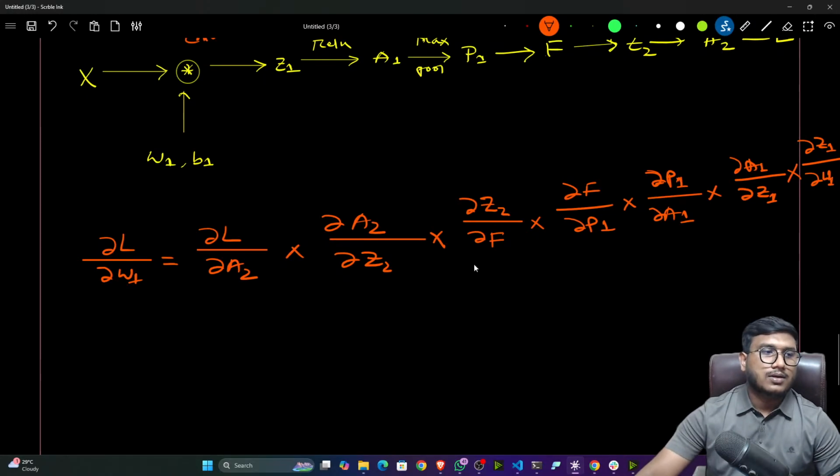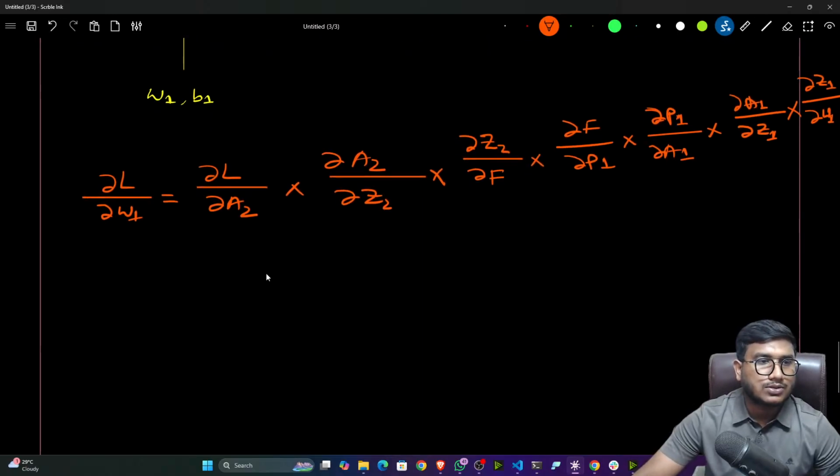So this is the entire chain rule, guys. Based on this particular formula, this weight would be updated during back propagation. Got it?